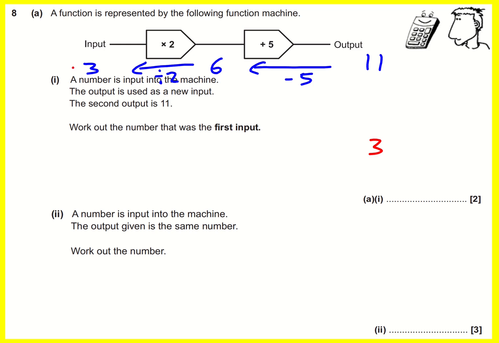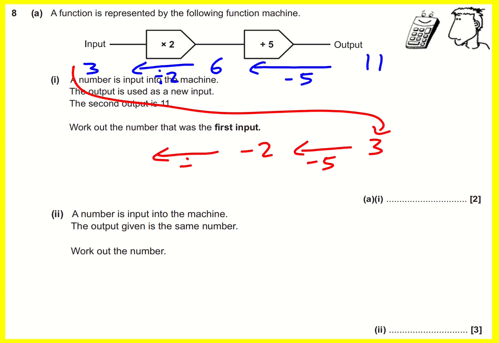Okay, so it's basically going to move to here, and I'm going to do the same again. I'm going to minus 5, which gives me minus 2, and then I'm going to divide through by 2 to give me minus 1, and that is my first input. That is my answer.